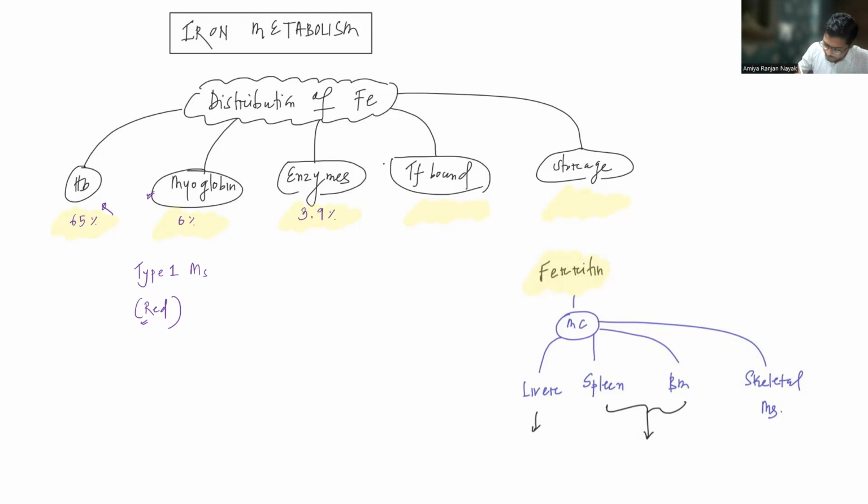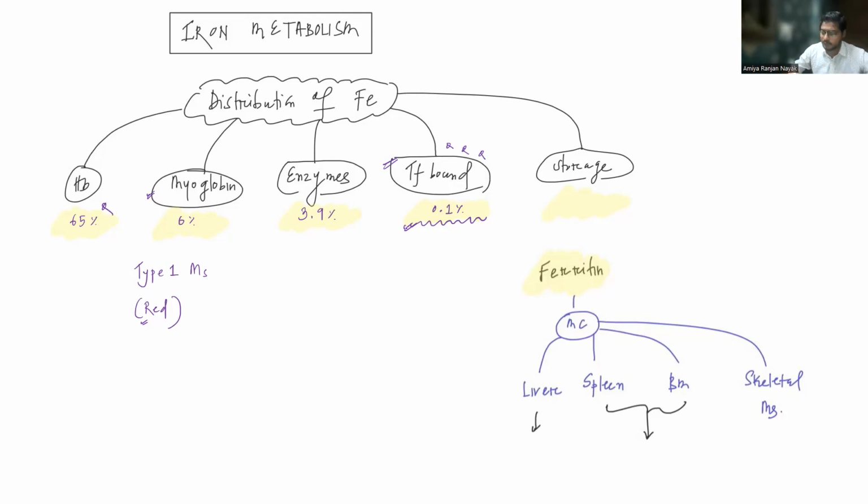Then transferrin bound iron. The free iron in the circulation is bound to transferrin. We'll discuss a lot more about this in the subsequent slides. So transferrin bound iron is around 0.1%. So 0.1% of the iron is circulating in the blood by binding to the transferrin molecule.